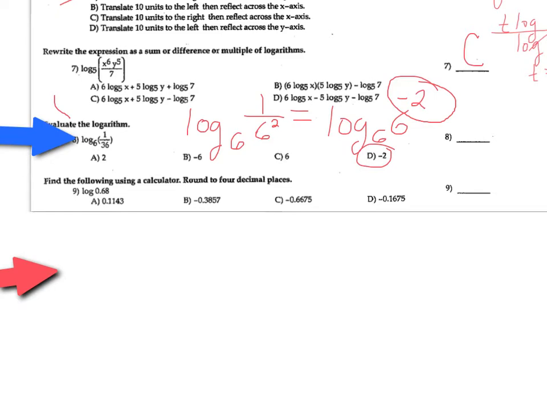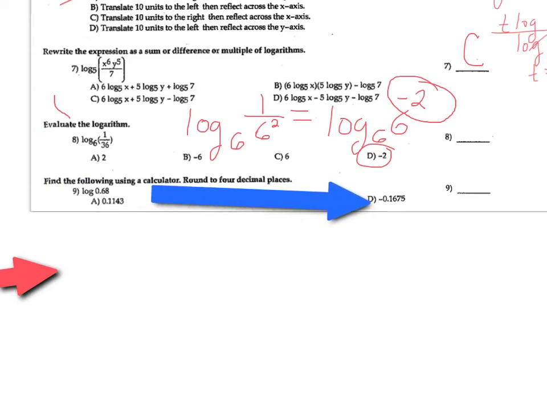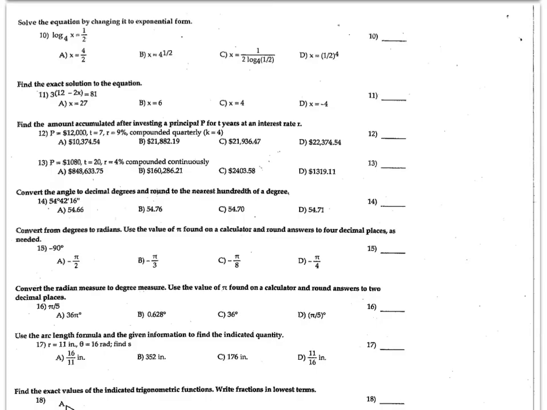Just -2. Okay, find the following using the calculator. So using the calculator, number 9, what did you get for number 9? D is right. Any questions on how to get D on the calculator? No? Okay. Let's go to the next page. On page 2, problem number 10. What's the answer here? B. That is right. So it is B. That's the answer. Questions about number 10 being B?